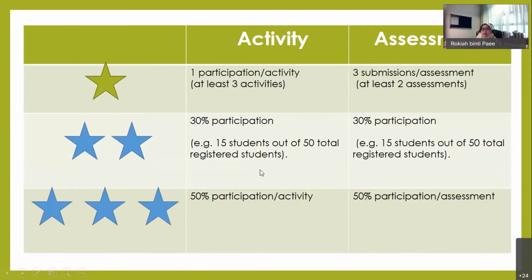30% of the students. For example, if you have 45, then 15 registered students only participated in this course. And for the assessment also, at least 30%. And for 3 stars, you need half of the students to participate in your activity. Also the same for the assessment.